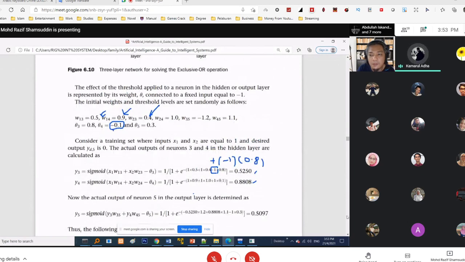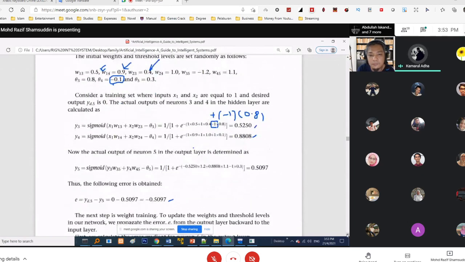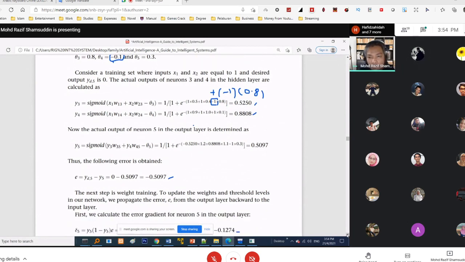So for Y5, the formula for the sigmoid activation is 1 over 1 plus the exponent to the power of negative x, right? Yes. So Y is negative 0.5250. Why is it negative there at Y5? So your answer, hold on. What do you get? So the Y3 is 0.5250. And then in the function, there's a negative value. A negative here, is it?